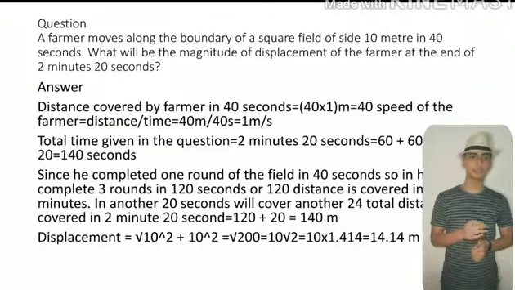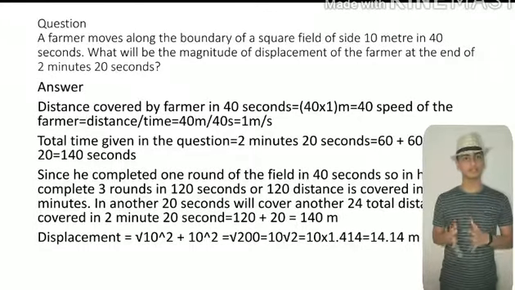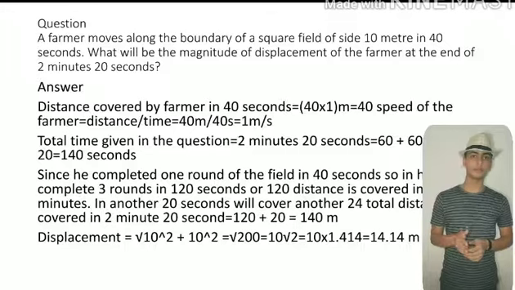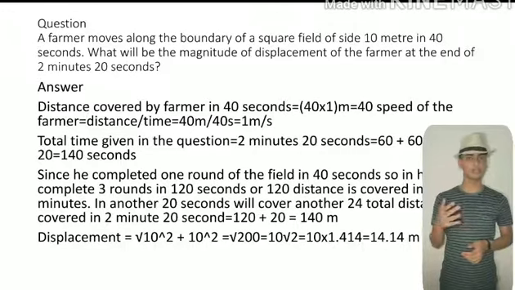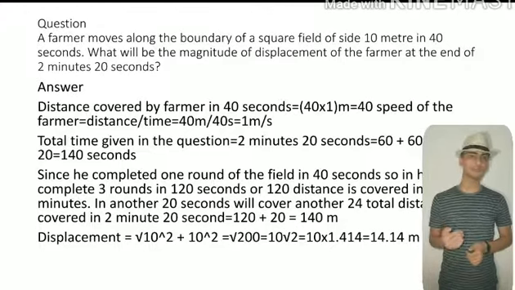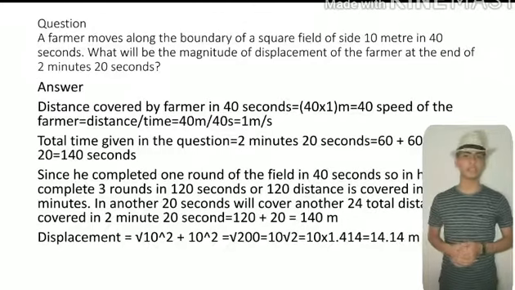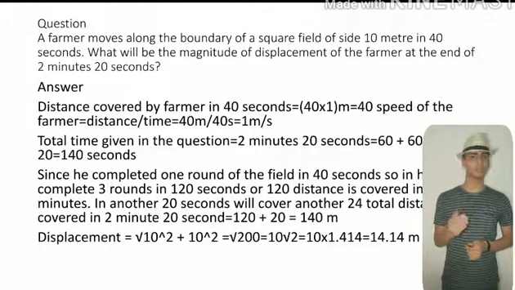Now the displacement would be root of 10 square plus 10 square. That will make it root 200, as per the diagram we are seeing over here. That is 10 root 2, equivalent to 10 into 1.414, making it 14.14 meters. So the displacement we got is 14.14 meters.